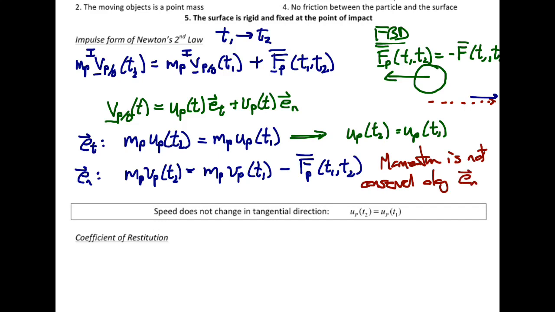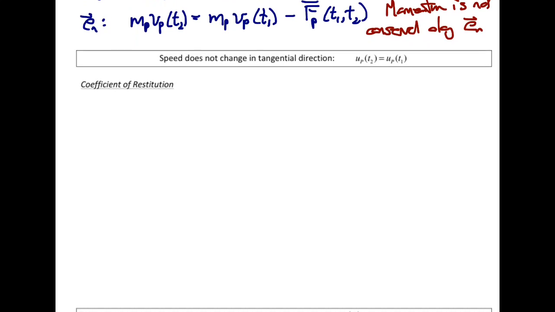And so what this means is that we've got this unknown taken care of, which is our speed in the tangential direction at time 2, but we still need to find the speed in the normal direction at time 2. So we've still got this one unknown left over, so we now need to do some more work to determine what that speed in the normal direction at time 2 is. And as you might guess, we're going to use the coefficient of restitution to determine this.